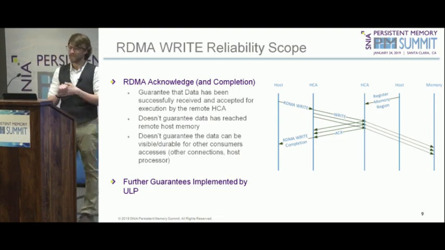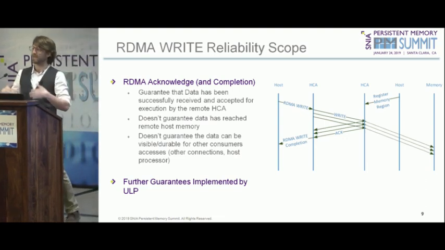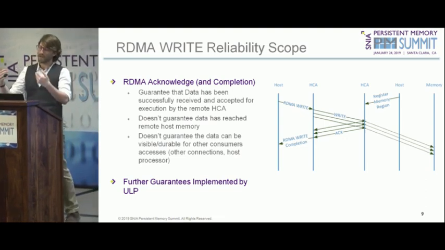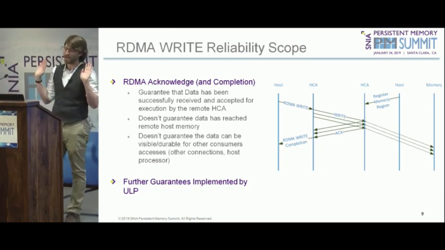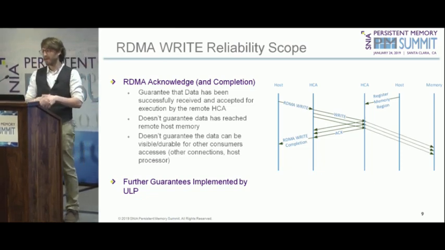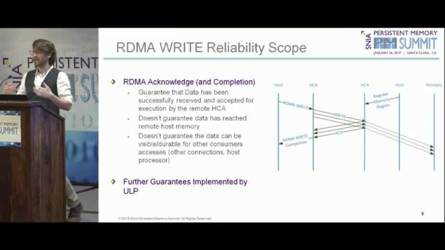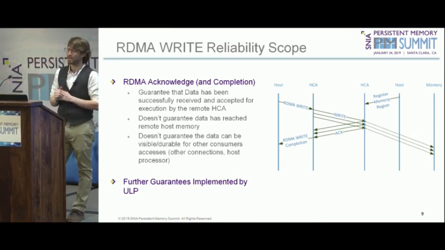Okay? It just means that these packets have traversed the network, and I got an acknowledgement that I won't need to retransmit them at all. And if you want to implement further guarantees, you need to implement it by an upper layer protocol.